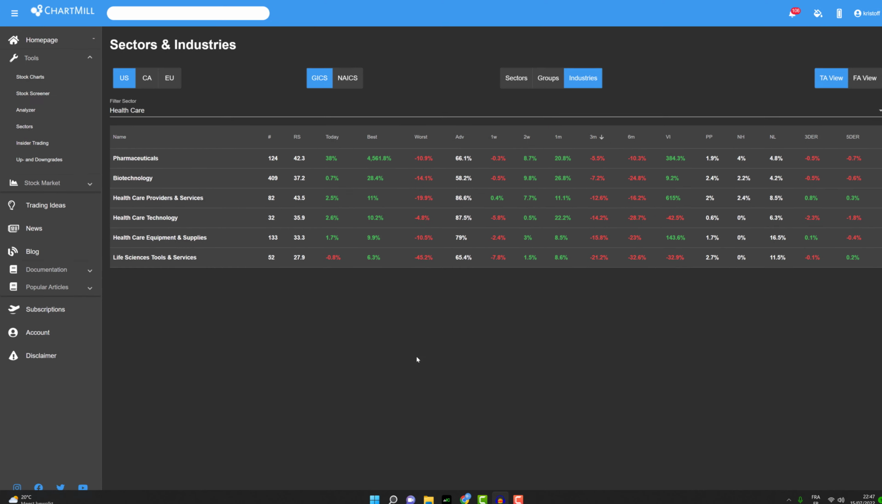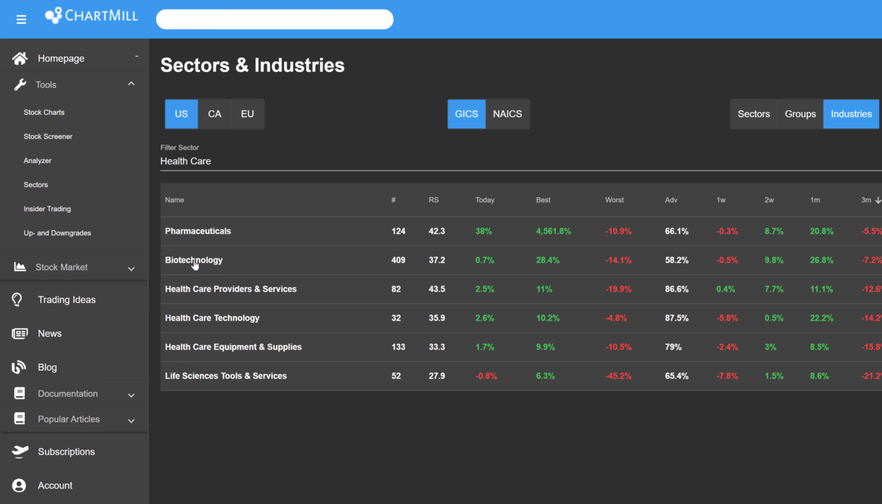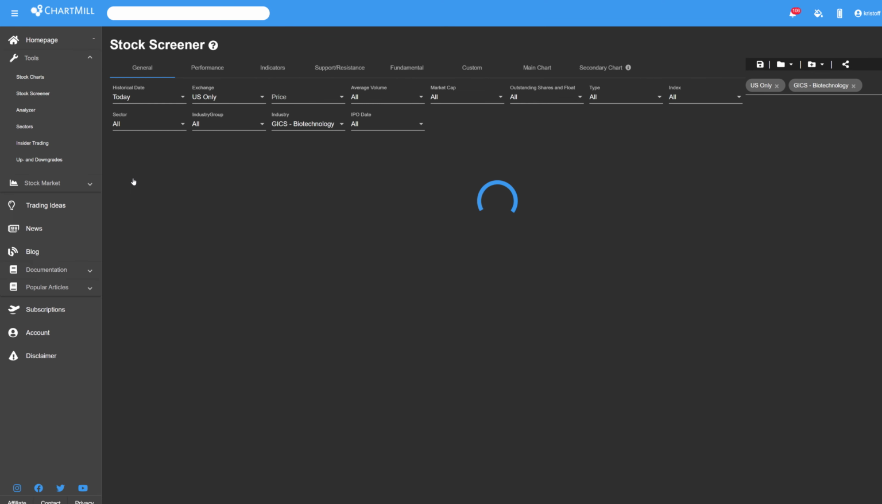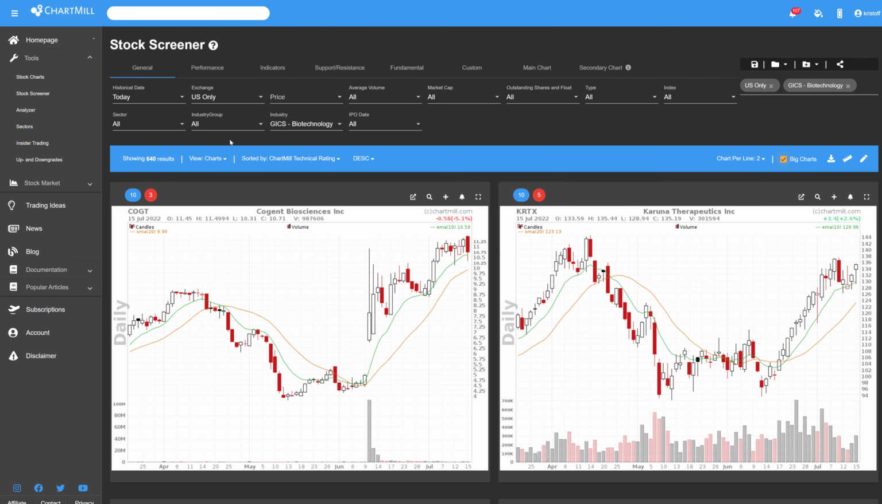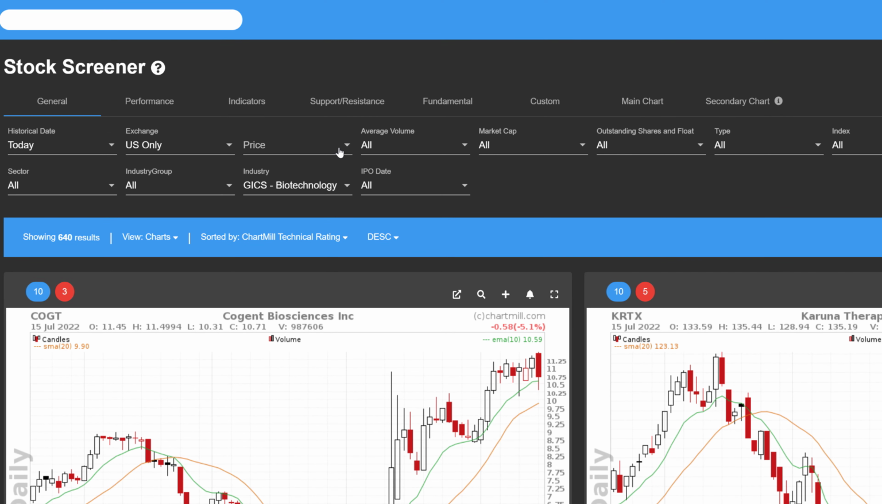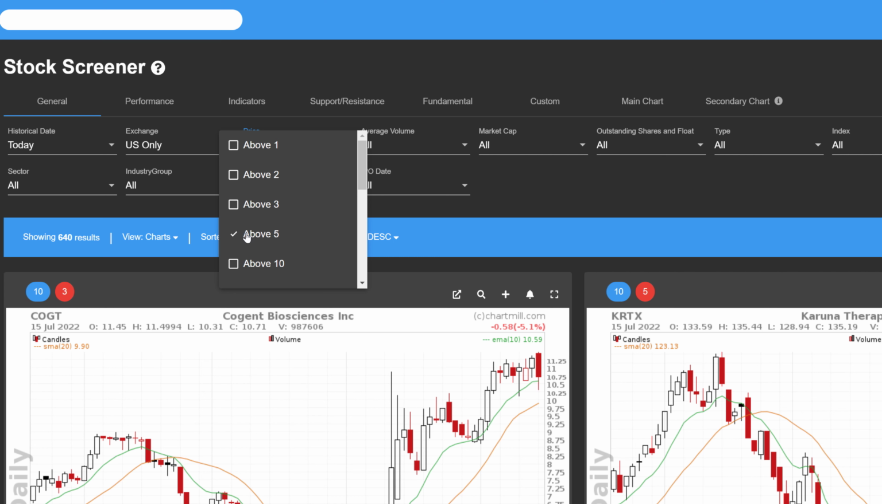If you now click on one of them, in this case I choose biotechnology, you will see all the stocks that are part of this industry. If you believe that the negative market conditions will continue for some time, you can start looking for attractive stocks in this sector. To do so, first configure some additional basic filters, such as minimum price and a minimum volume.